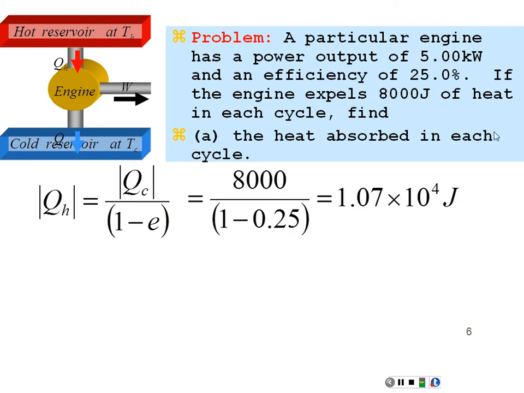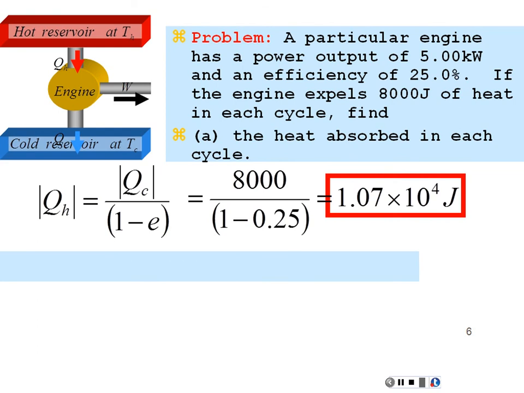8,000 joules is what we expelled. Our efficiency was 25%, so 1 minus that would be 0.75. 8,000 divided by 0.75 is 1.07 times 10 to the 4 joules, or 10,700 joules. What is the time required for each cycle?